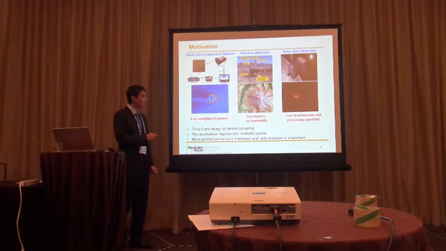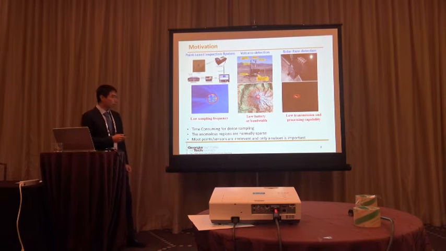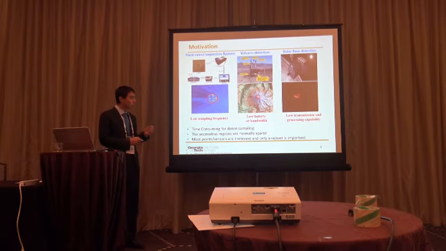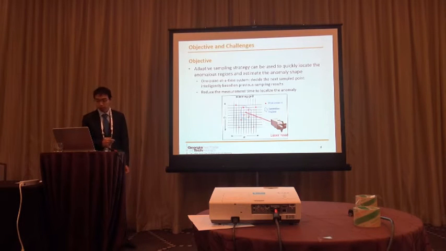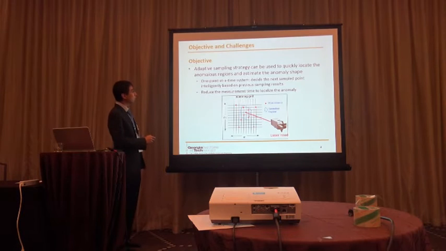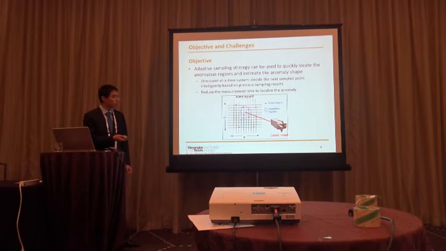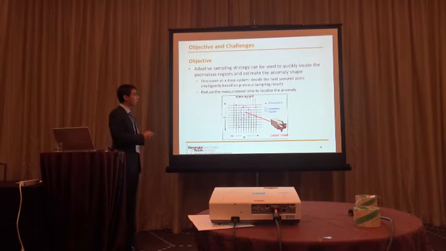Therefore, we can see most of the points and sensors allocated are actually irrelevant, and only a small subset is actually important. So in this talk, we will present an adaptive sampling strategy that can quickly locate those important anomalous regions and can further estimate this region.